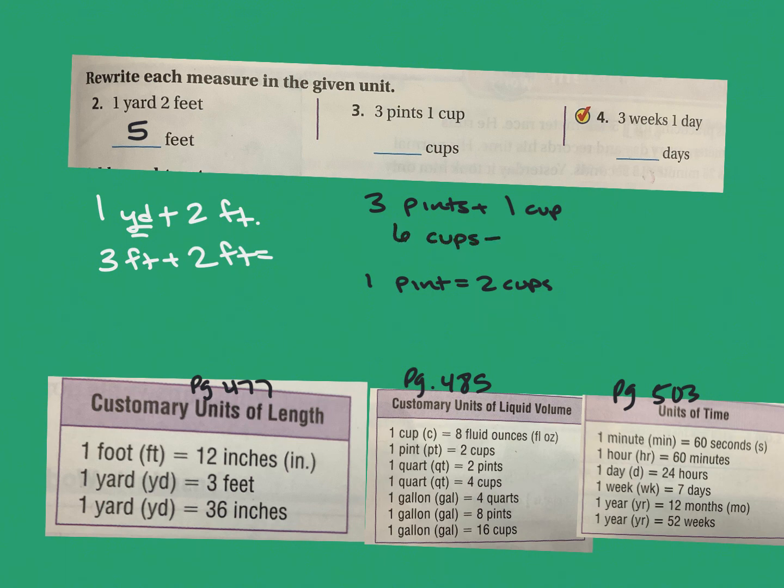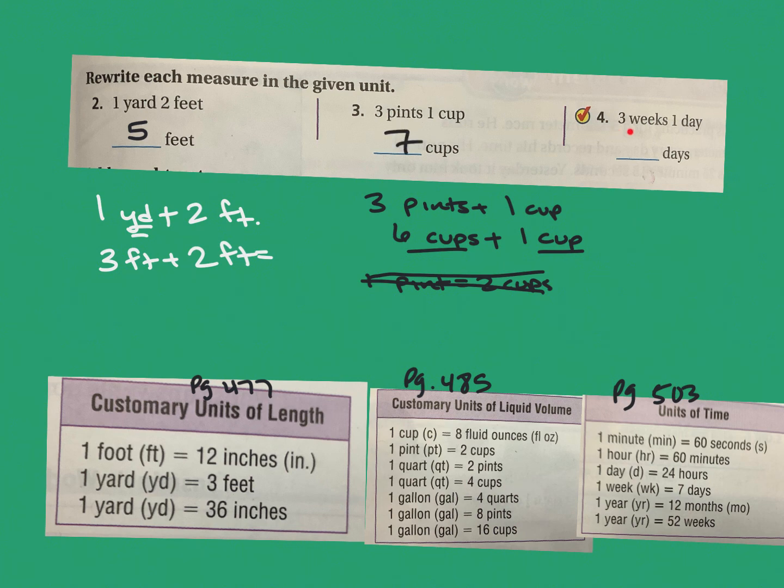So 6 cups is the equivalent to 3 pints. And now all I have to do, now that their labels are the same, is add them together. 6 cups plus 1 cup is 7 cups.